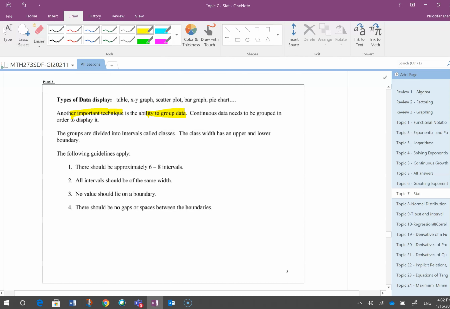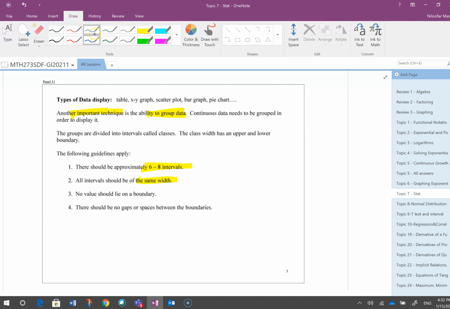So how do you group the data? You want to group the data into, for example, 6 to 8 groups. I will show you how to divide. All intervals should have the same size. I don't say one of them is 10 and one of them is 5. All of them should be the same size.